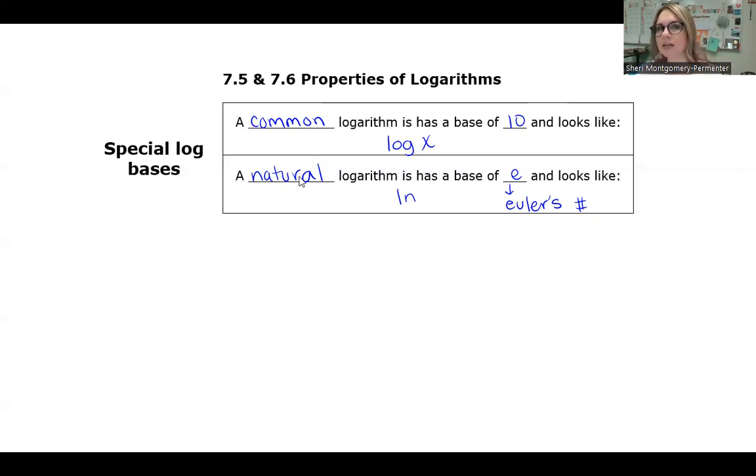So again, a natural log doesn't show a base, but it is base e. It's an e because it's Euler's number, and it's an ln because it's logarithm natural. These are just special logs, but for what we're doing today, they work exactly the same way as a log with a number base. When you see these, it doesn't change the way we're going to use them. They're just different.